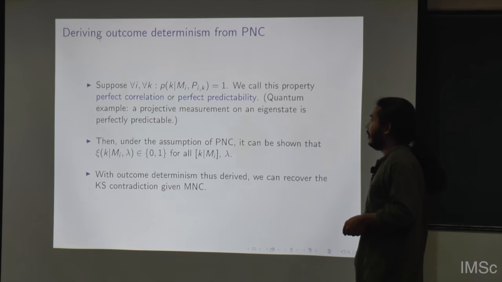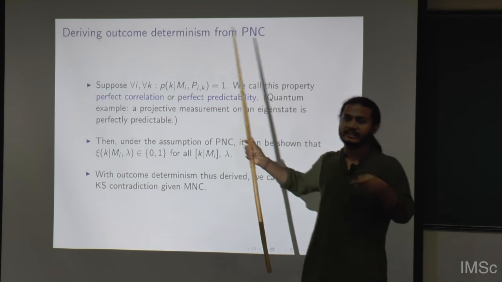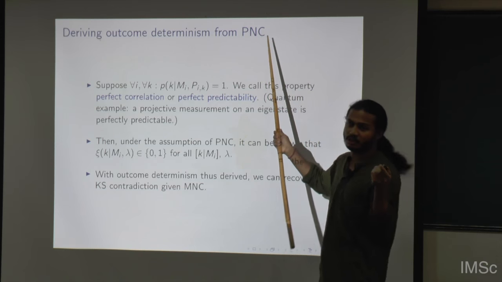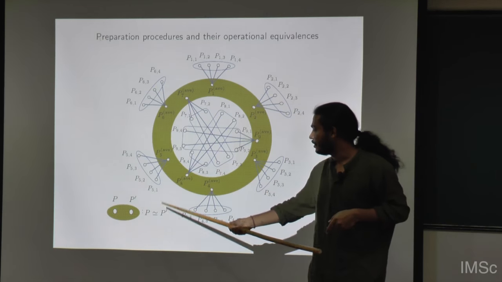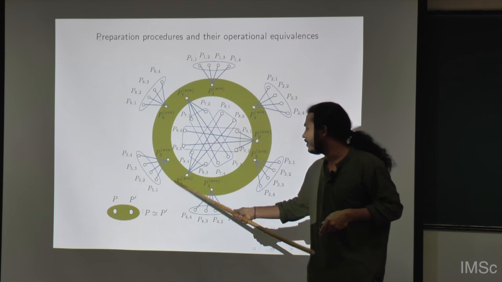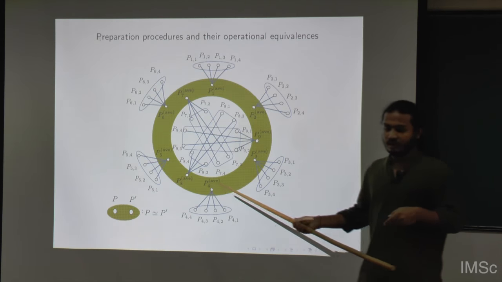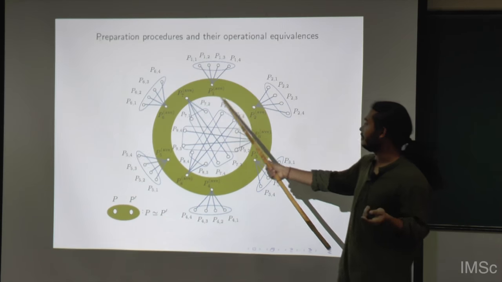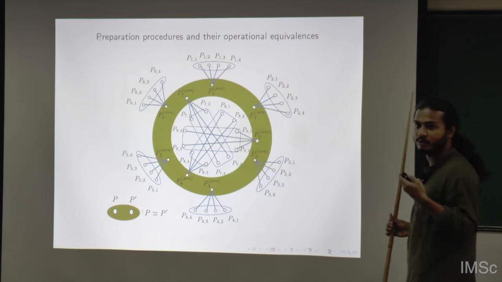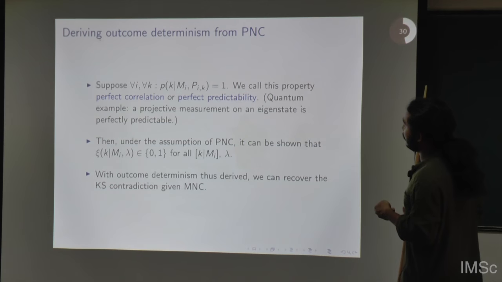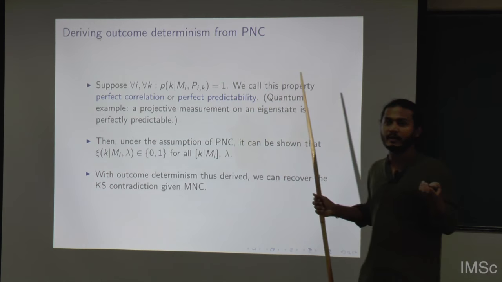Once we have these two things, it turns out that you can actually derive the assumption of outcome determinism if you're given preparation non-contextuality. So we are going to apply preparation non-contextuality to this operational equivalence. Remember, this is the operational equivalence between all these 9 guys. Preparation non-contextuality means that they sample identically from the set of physical states, right? We associate the same distribution with them. So using that fact, you can justify outcome determinism if you're given an experimental fact.